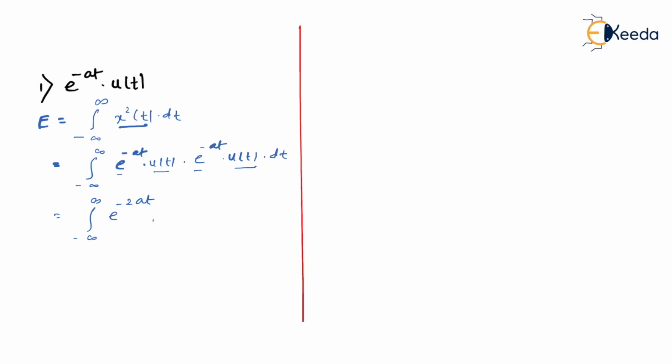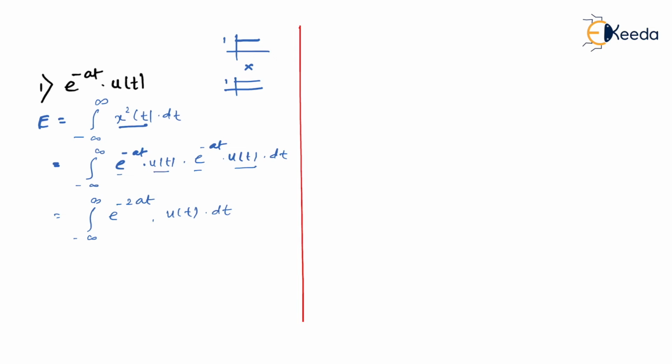Now u of t into u of t is always u of t, dt. Some students do not understand how u of t into u of t is u of t. It is very simple. You know how the u of t signal looks like? This is u of t. Now this is another u of t. So what if these two signals are multiplied? 1 into 1 remains 1. So the resulting signal is again u of t only.